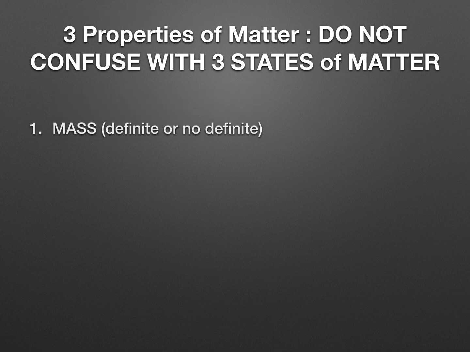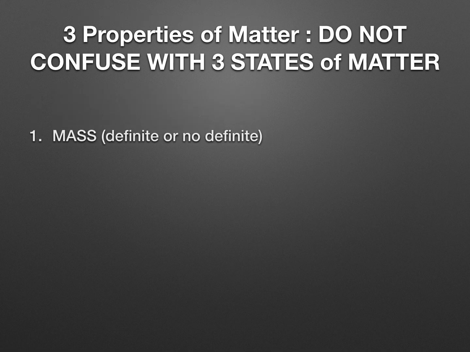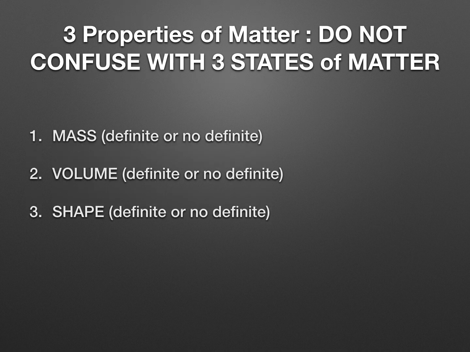The first property is mass. You can either have a definite or not have a definite mass. Next is volume. You can have definite or no definite volume. And we'll talk about definite and no definite in a little bit. And the last is shape. You can have a definite or not a definite shape.